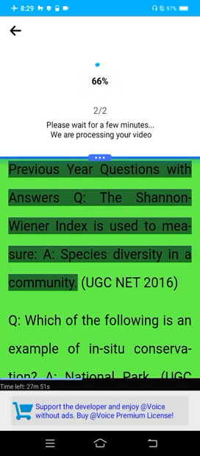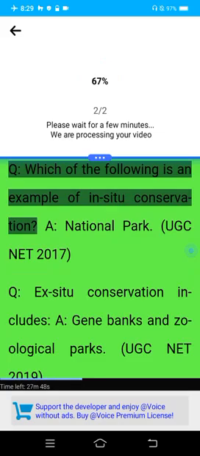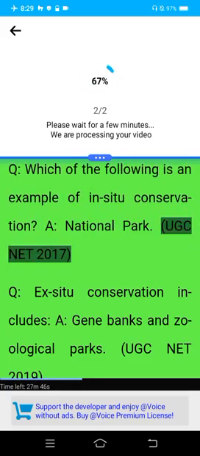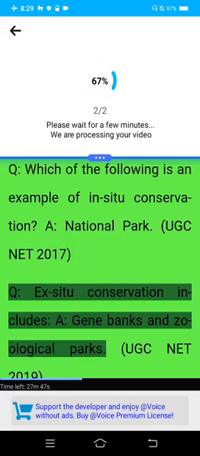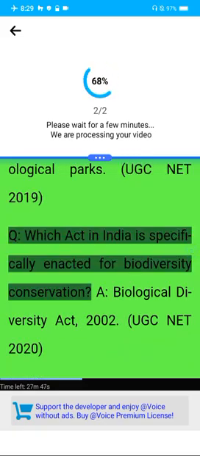Previous year questions with answers. Q. The Shannon Wiener Index is used to measure species diversity in a community. UGC NET 2016. Q. Which of the following is an example of in situ conservation? National Park. UGC NET 2017. Q. Ex situ conservation includes gene banks and zoological parks. UGC NET 2019. Q. Which act in India is specifically enacted for biodiversity conservation?